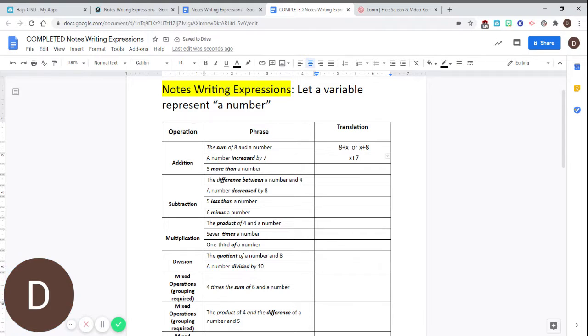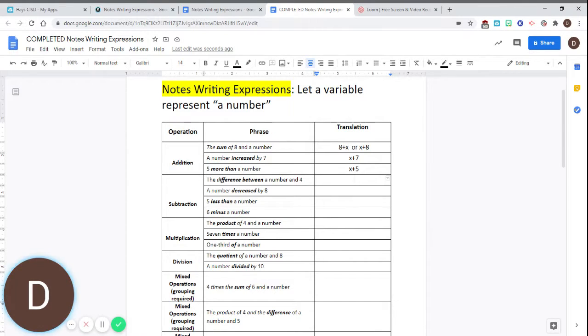We don't know what number, but some number increased by 7. So we have our unknown that we're going to hold its place using that variable X, and then it increased, so add plus 7. It increased by 7. More than is also a signal to add. 5 more than a number tells us that, again, you have a plus 5, right? We have our number, and we're going to have 5 more than that number as the result. So an expression that would be equivalent to 5 more than a number would just be X plus 5.